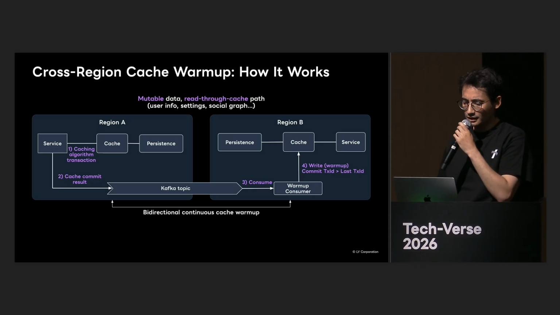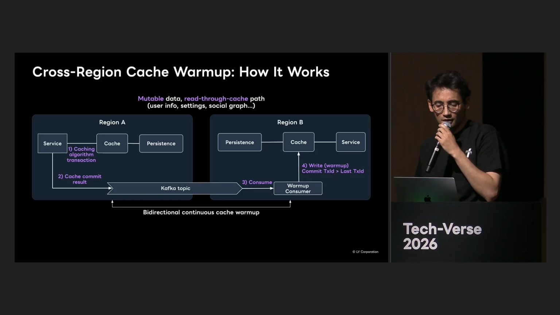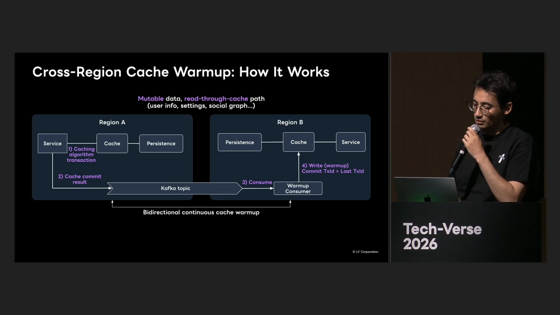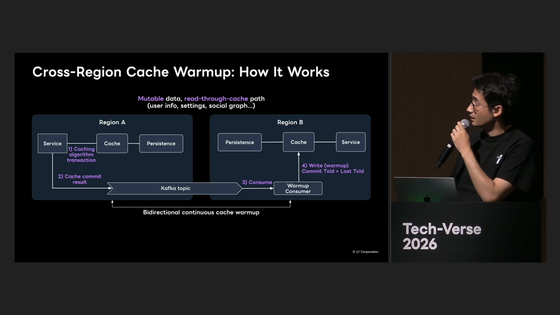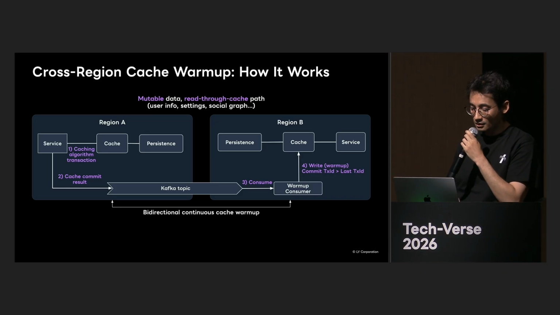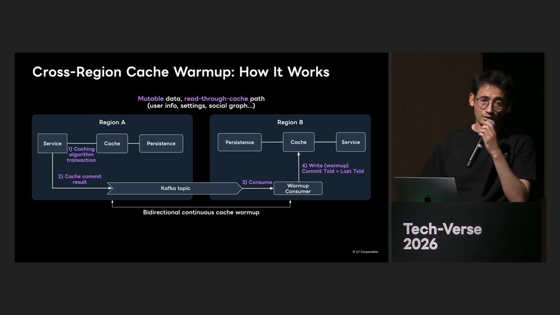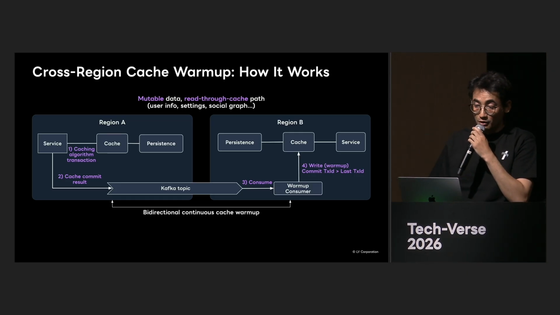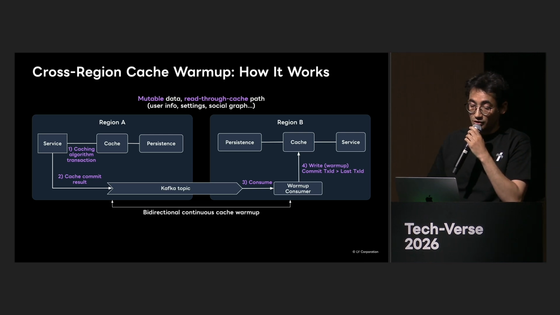For mutable data that uses read-through cache, such as user information or social graph, after our caching transaction algorithm commits into region A, we publish the results into Kafka. A consumer in region B reads it and writes it into region B's cache. Since Kafka messages can arrive out of order, we use a transaction ID. So we only write into the cache if the transaction ID is newer.